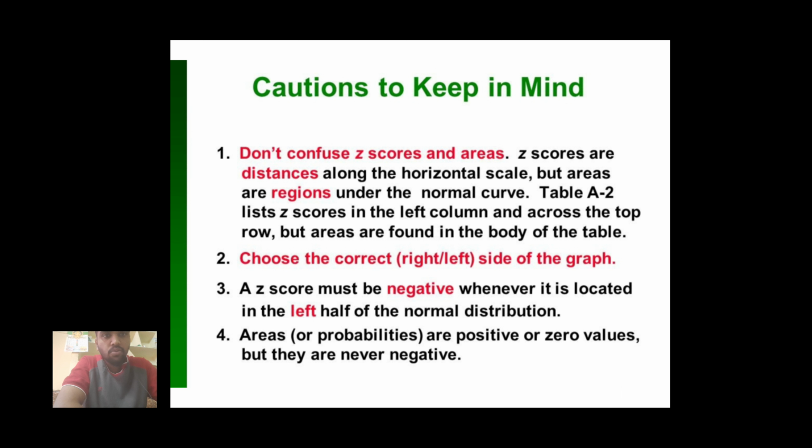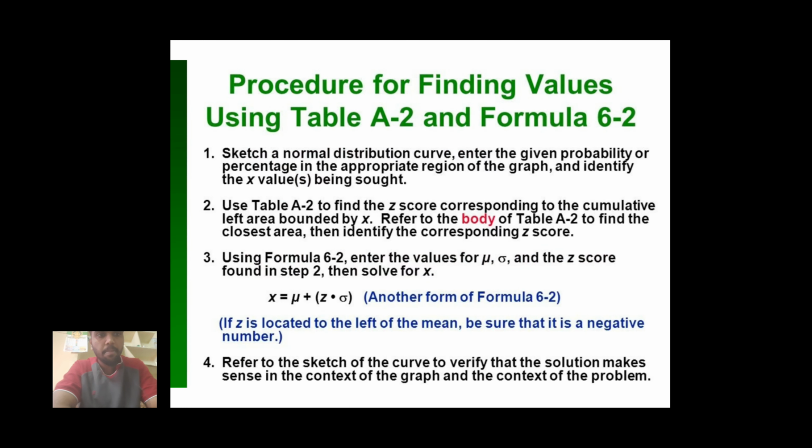Caution to keep in mind: don't confuse z scores and areas. Z scores are distances along the horizontal scale, but areas are regions under the normal curve. Table A-2 lists z scores in the left column and across the top row, but areas are found in the body of the table. Choose the correct left or right side of the graph. A z score must be negative whenever it is located in the left half of the normal distribution. Areas or probabilities are positive or zero values, but they are never negative.